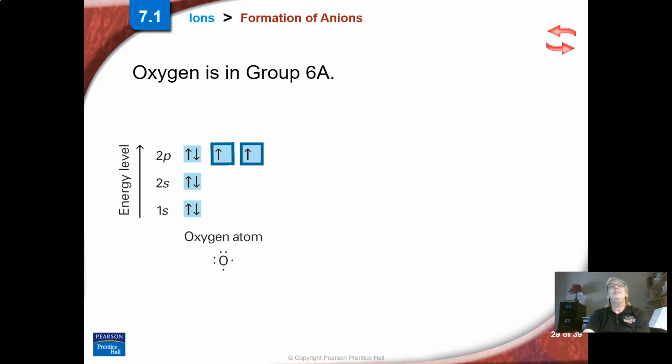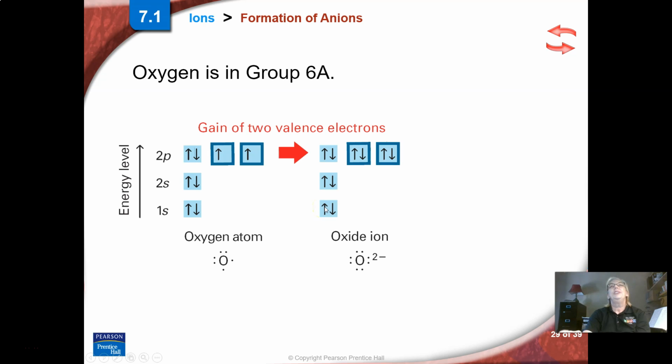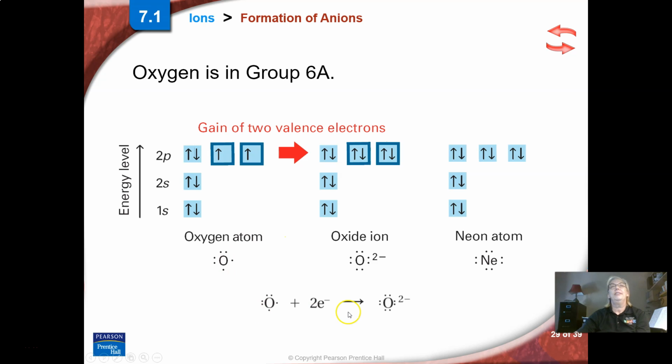Group 6A is going to have 6 valence electrons, and it's going to want 2 more. It's going to want to fill these 2 holes right there. So it gains 2, becomes oxide, and it's similar to neon that way, and it's stable. So it looks like that. So we're going to learn how to draw all this stuff here.